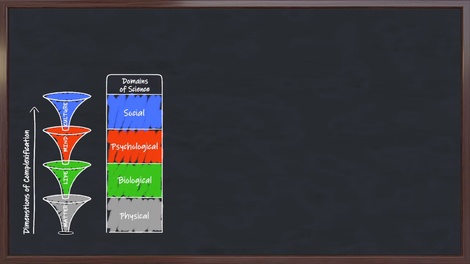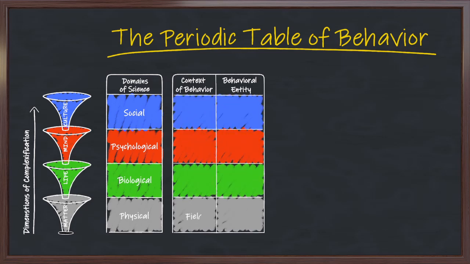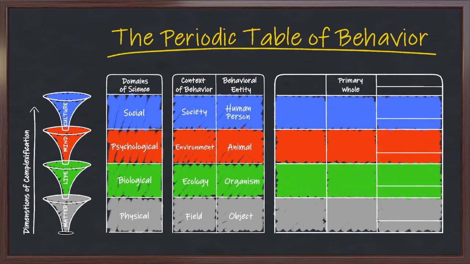This connection grows when we consider the periodic table of behavior. The periodic table of behavior says that there are not just different kinds of entities behaving in different ways across the dimensions, but within the dimensions there are primary wholes, underneath them primary parts, around them primary groups, and then aggregates across scale within each dimension. Let me give a clear example.